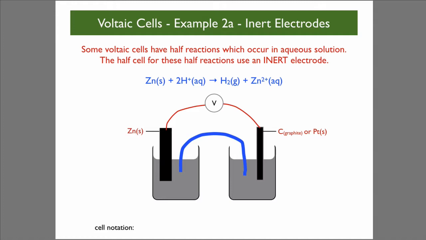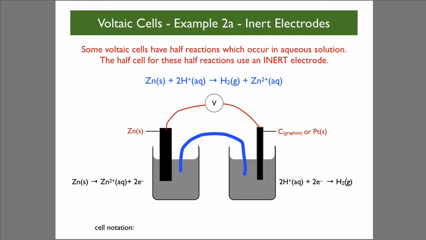Some voltaic cells have half reactions which occur in aqueous solution. The half cell for these half reactions uses an inert electrode, which would be graphite or platinum. Here we have zinc reacting with protons to give hydrogen gas and zinc ions. So this zinc electrode will go into solution to make zinc ion, which releases electrons, which go through the circuit to over here, let's say it's platinum. And at the platinum electrode, the protons in here react with the electrons to form hydrogen gas, which is released from the solution.